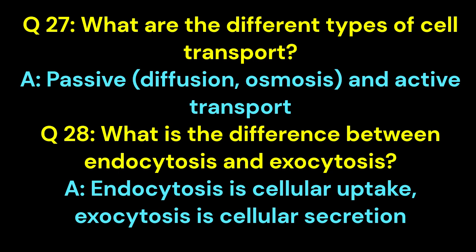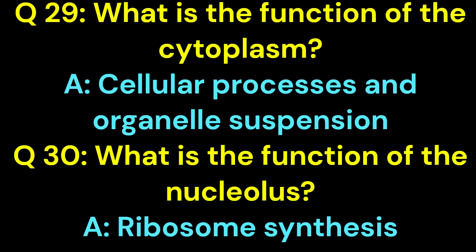Q27. What are the different types of cell transport? Passive, diffusion, osmosis, and active transport. Q28. What is the difference between endocytosis and exocytosis? A. Endocytosis is cellular uptake. Exocytosis is cellular secretion. Q29. What is the function of the cytoplasm? A. Cellular processes and organelle suspension.